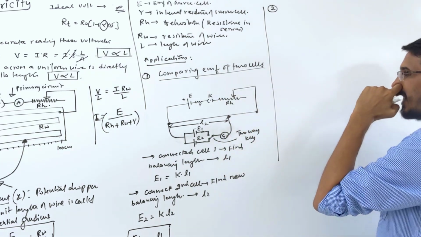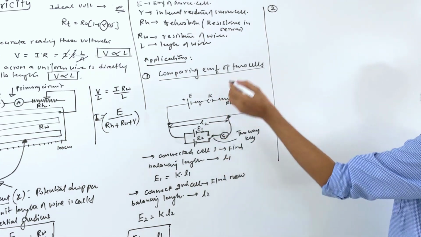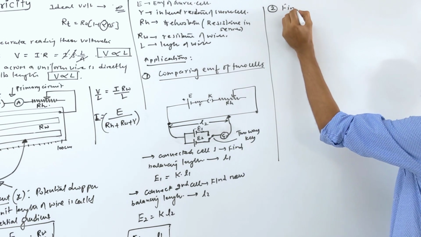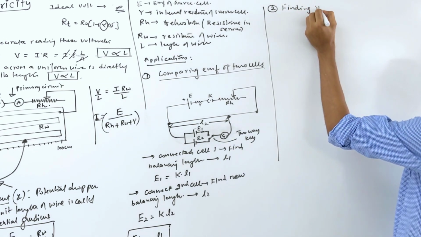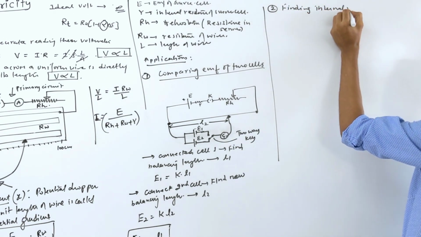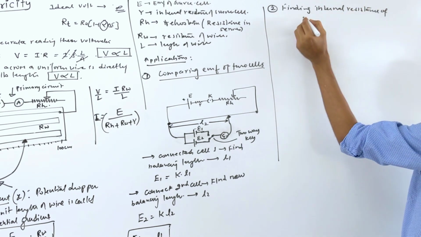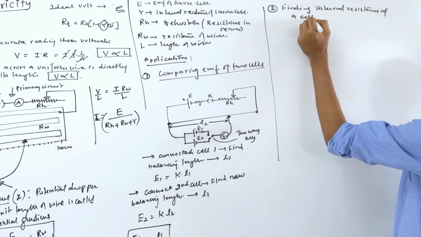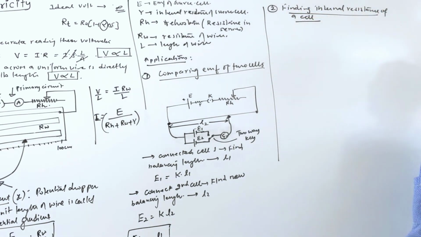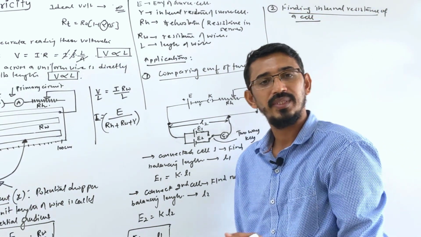Second numerical, or second application, you can say second type of questions, what do they ask? Finding the internal resistance of a cell. Using a potentiometer we can also find the internal resistance of some given cell.